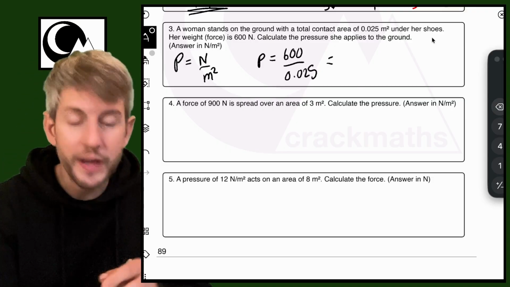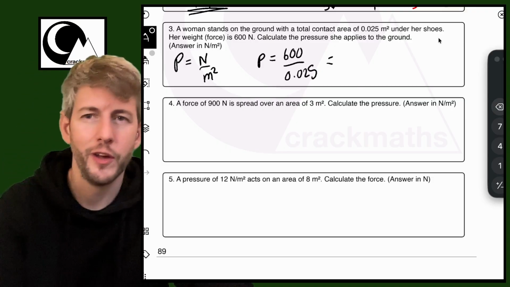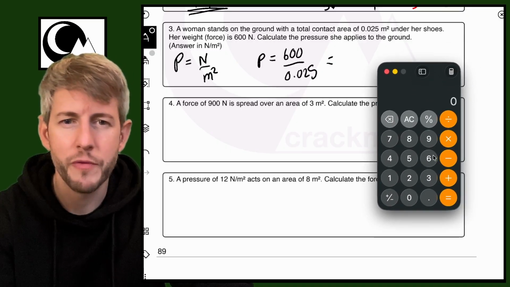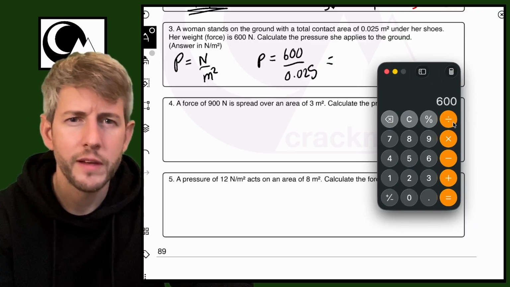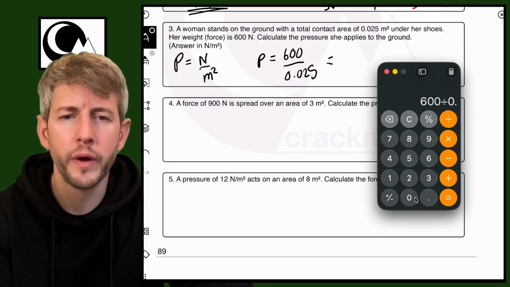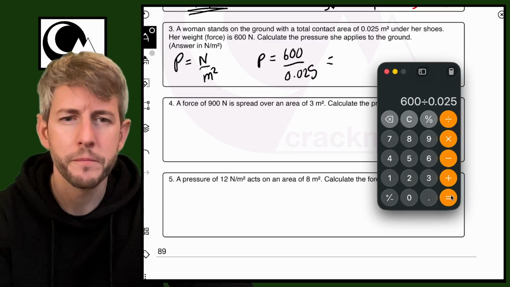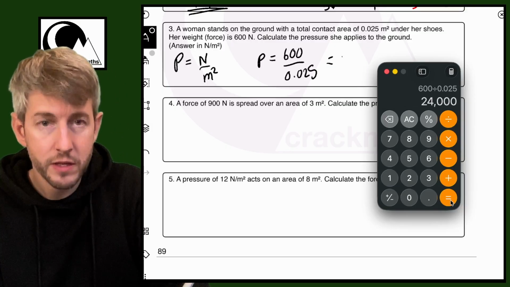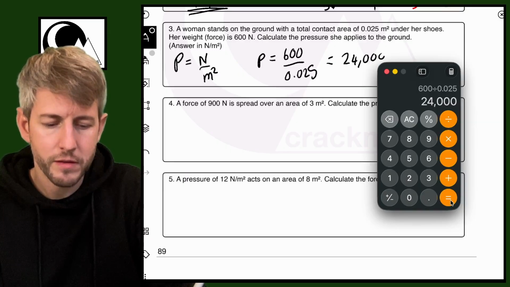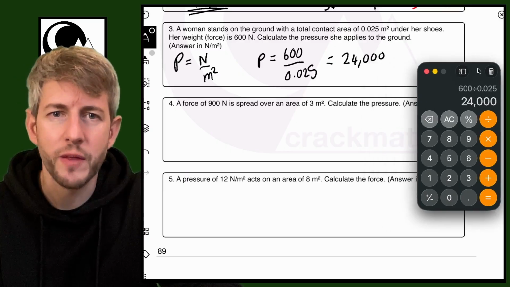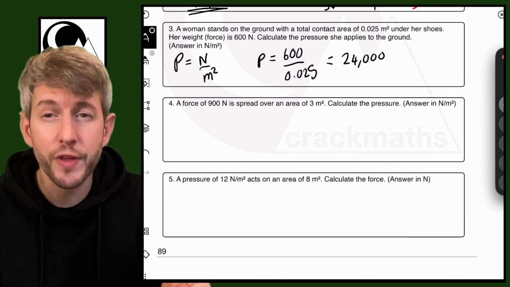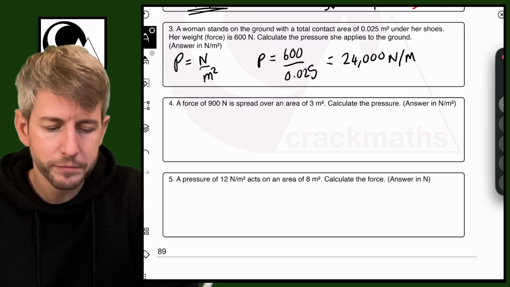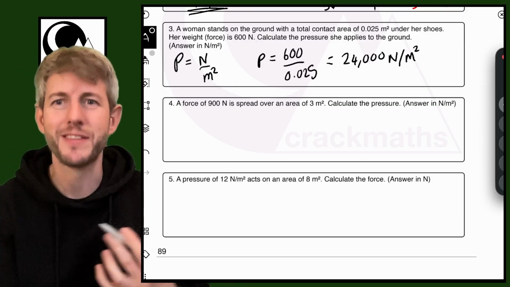So now what we can do is we can just calculate that. Okay, so let's get the calculator out for this one because this is a little bit harder. So we've got 600 divided by 0.025. There we go. And so what we're going to get there is that's 24,000. And I can just move this out of the way and write down the units. The units for this would be newtons per metre squared, because we've done newtons divided by metres squared.